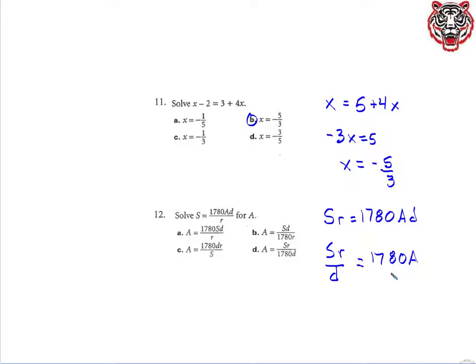I need a by itself, so divide by everything that isn't a. Divide by 1,780, and you get s times r divided by d, divided by 1,780, and that's going to equal a. Do we see anything like that? sr over 1,780d. Yeah, and this is the commutative property of multiplication. You're allowed to switch these two.